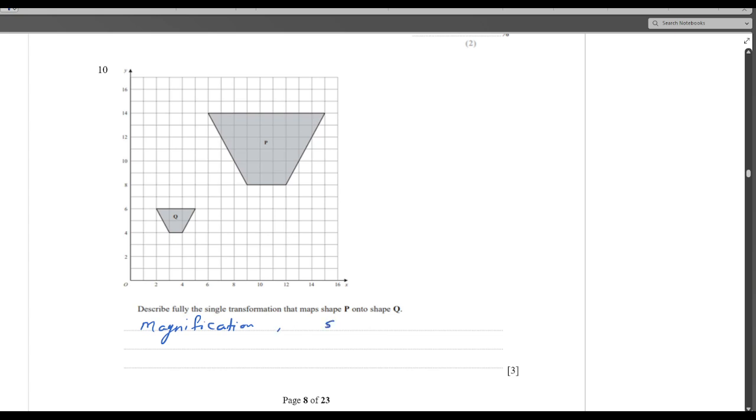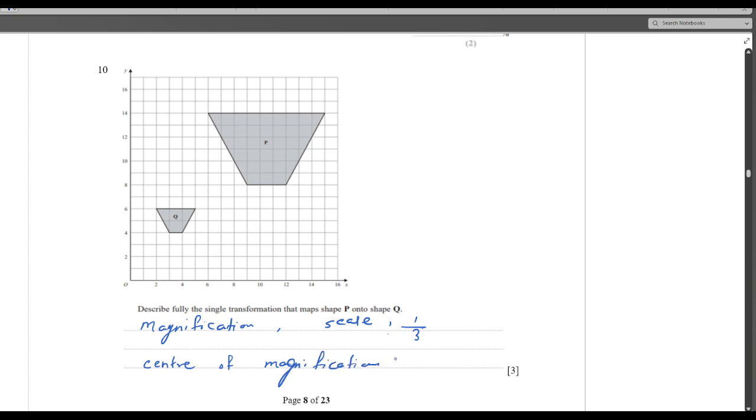Then second, we see that here the scale is 1 divided by 3. You can see that 3 becomes 1, so your magnification will be 1 divided by 3. Your scale is your final length divided by your original length. Third is the point of magnification, or center of magnification.